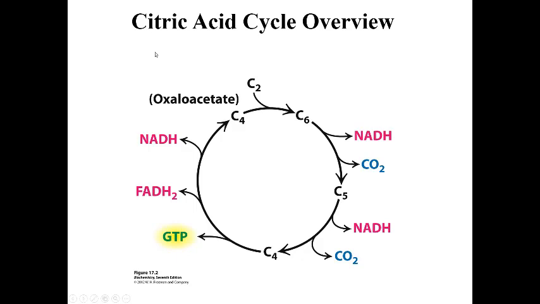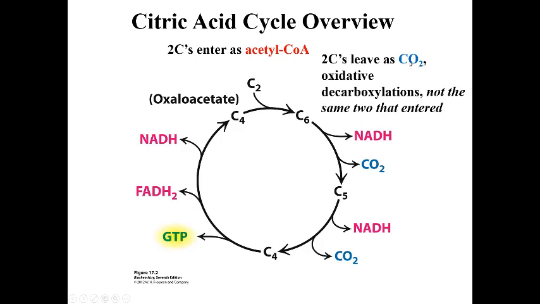So the citric acid cycle starts with acetyl coenzyme A, which feeds into the cycle. It condenses with oxaloacetate to make a 6-carbon molecule of citrate. Okay, so 2 carbons enter as acetyl coenzyme A. 2 carbons leave as carbon dioxide through oxidative decarboxylations. The important thing to remember is that the 2 carbons that leave are not the same 2 carbons that came in as this acetyl group. They are 2 carbons from the oxaloacetate molecule.